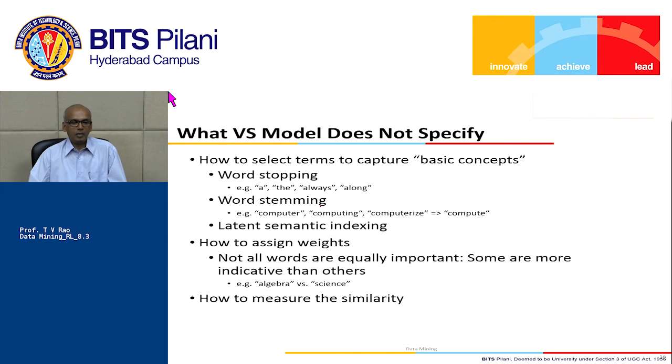And here in the vector space model, we need to take care of word stopping, and we also need to work out word stemming, because the model does not specify how to handle stopping words or stemming words. Also it does not specify how to assign the weights. For example, some words are more important than others. How are you going to assign the weights?